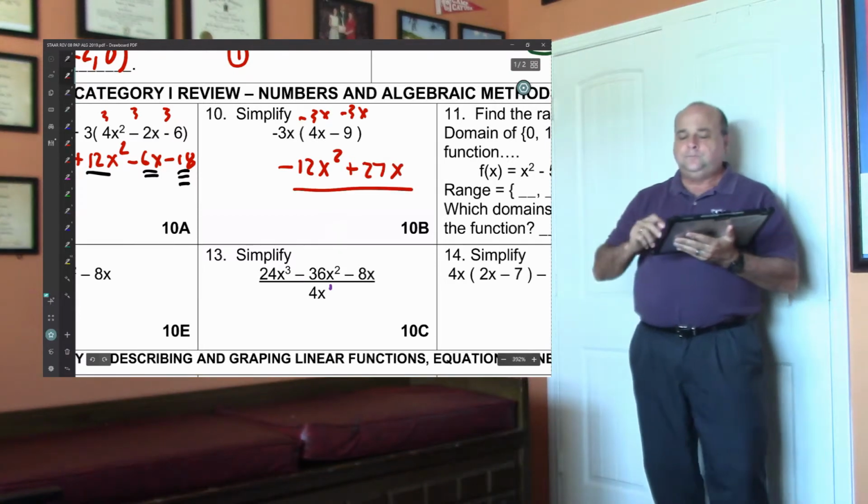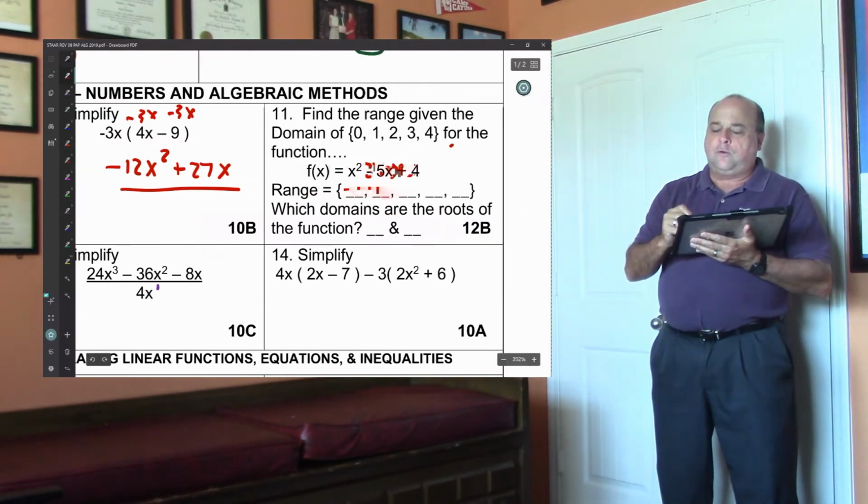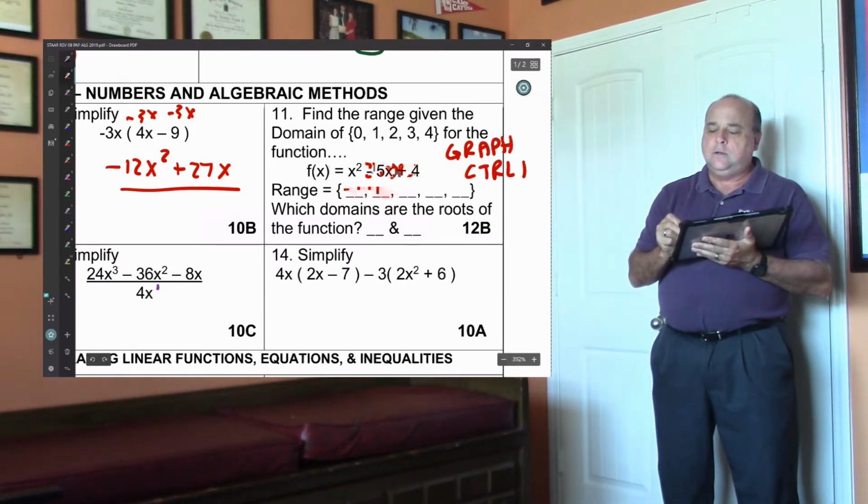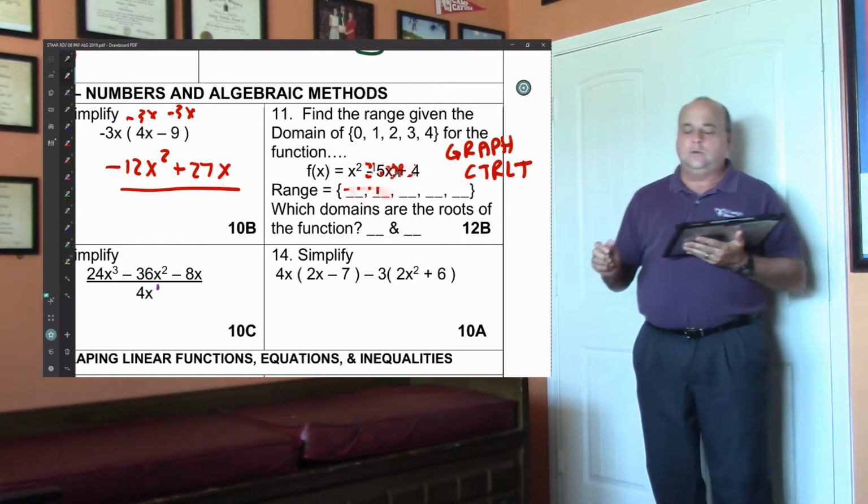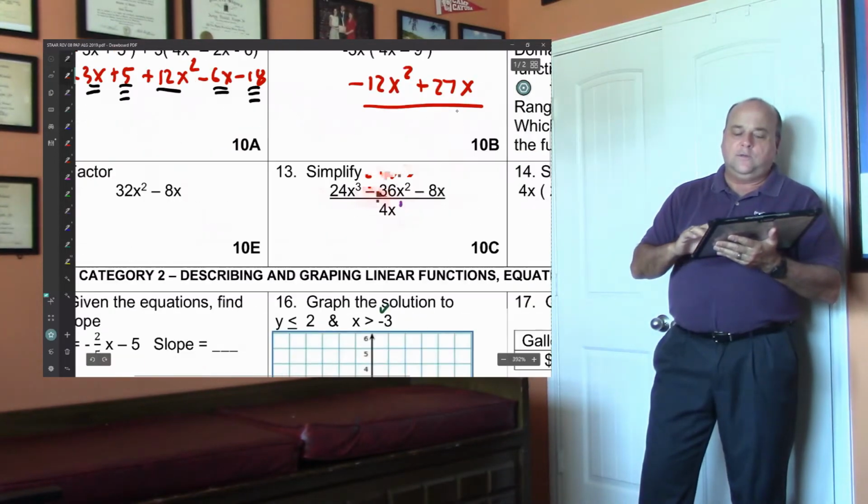That's the answer. On number 11, you're going to graph this. Use your calculator and then hit Control T. Graph it and hit Control T. Go to the next one.